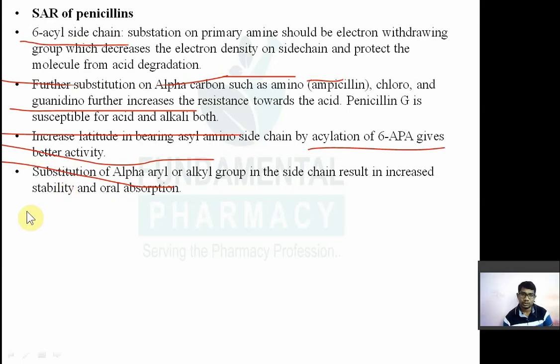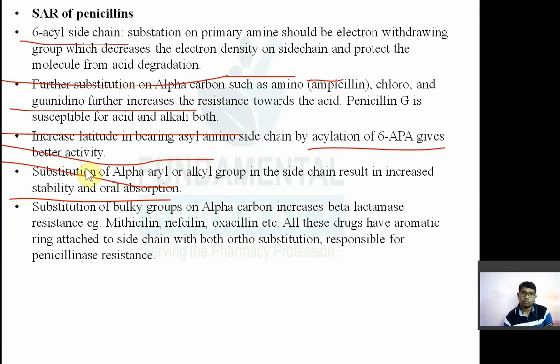So on the alpha carbon atom, aryl means the phenyl ring, an aromatic ring placed on the alpha carbon atom, or an alkyl group in the side chain, will result in increased stability and oral absorption. Substitution of bulky groups on the alpha carbon atom increases the beta-lactamase resistance. If you put a bulky group on the alpha carbon atom, having a high molecular weight, that will increase the resistance.